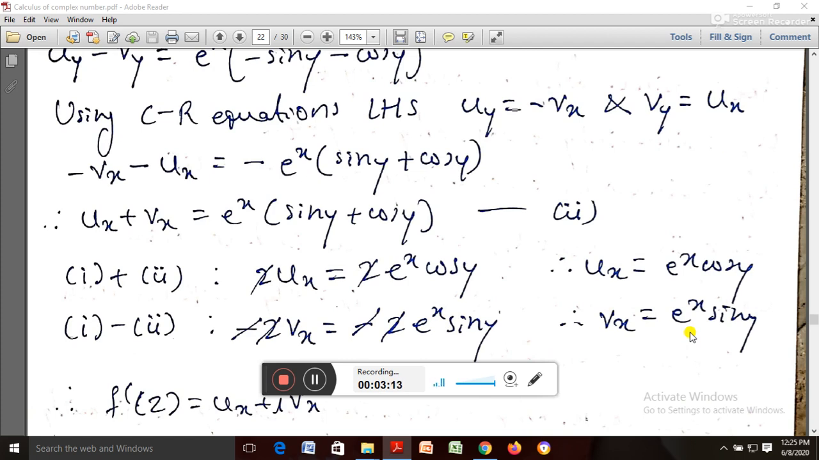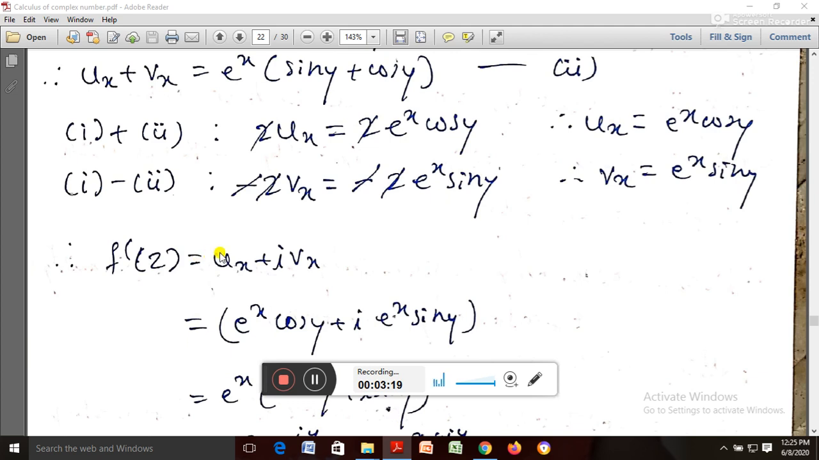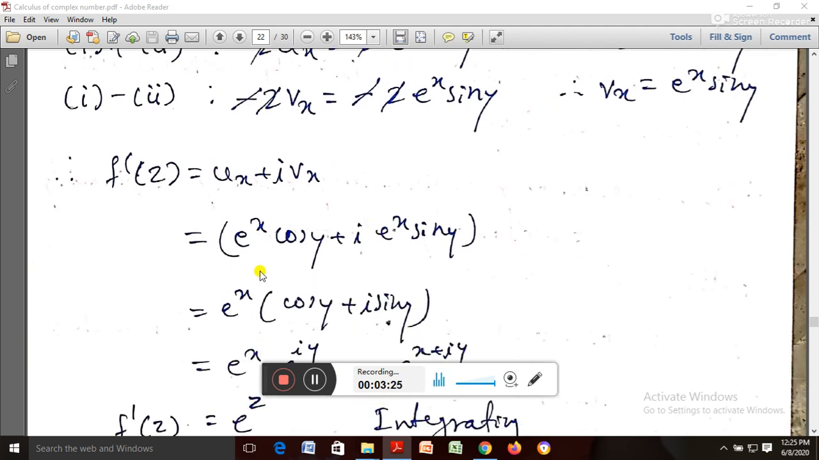Next, already you have learned the working procedure for the analytic function. First we find the derivative, then we put it in the f dash of z value. So f dash of z is equal to ux plus i into vx. We already calculated ux and vx, so substituting here, we get f dash of z is equal to e raised to x into cos y plus i into e raised to x into sin y.